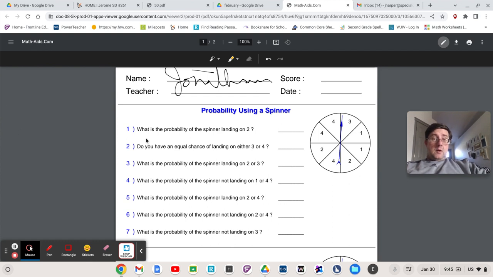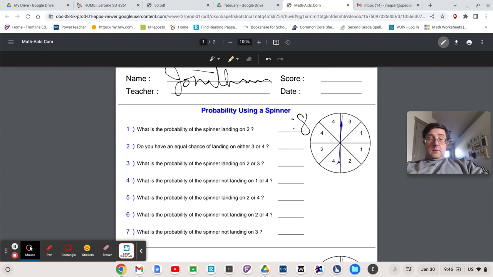But what is the probability of the spinner landing on 2? Oh, now we got more spots. So that makes the probability even less. So we have 1, 2, 3, 4, 5, 6, 7, 8 spots. So we know it's going to be out of 8.